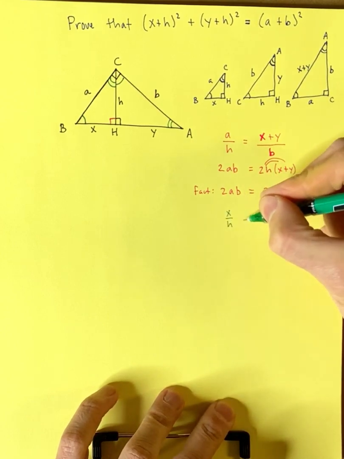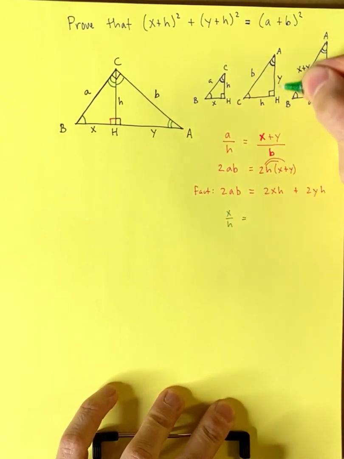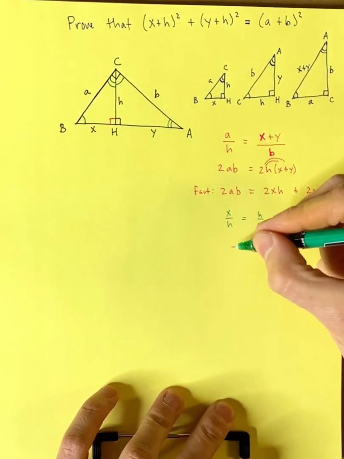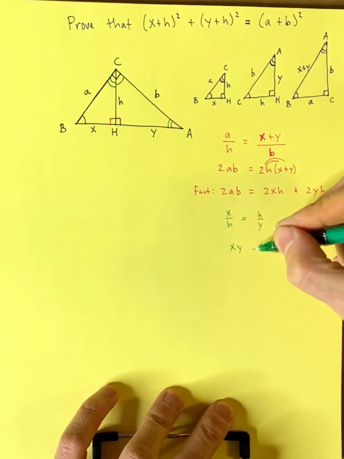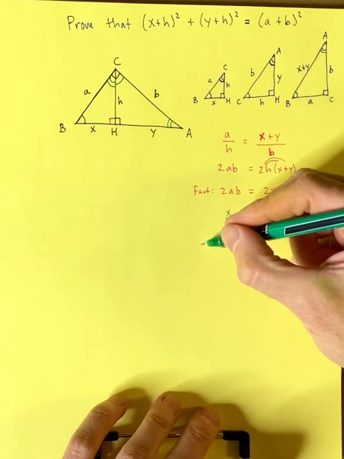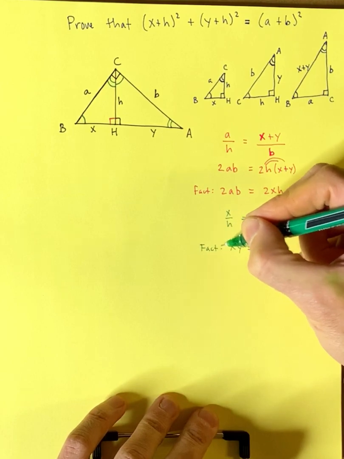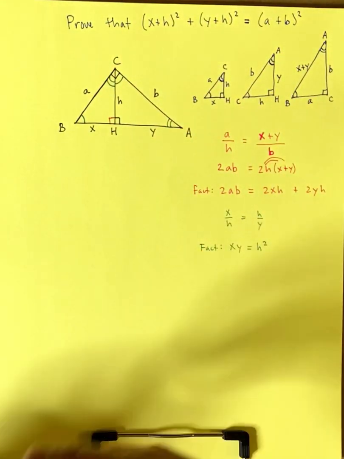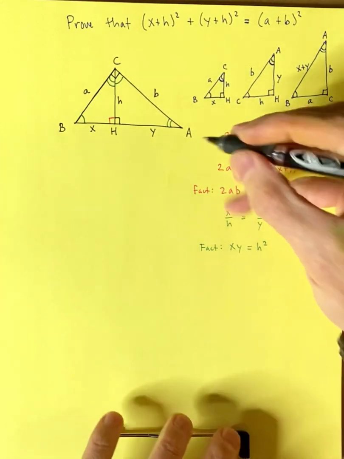X is to H. H is to Y. And if I cross multiply, that'll say XY equals H squared. And I'll call this another fact that I might use in just a moment. So again, this may seem random, but it's not. I'm going to need these things.